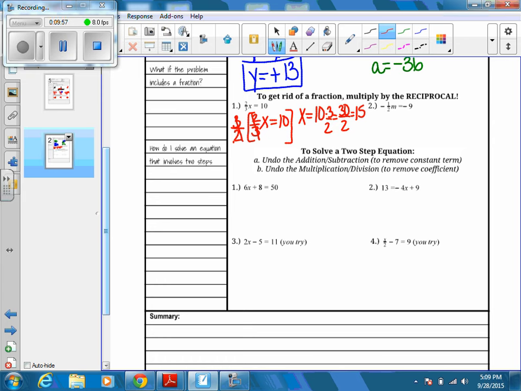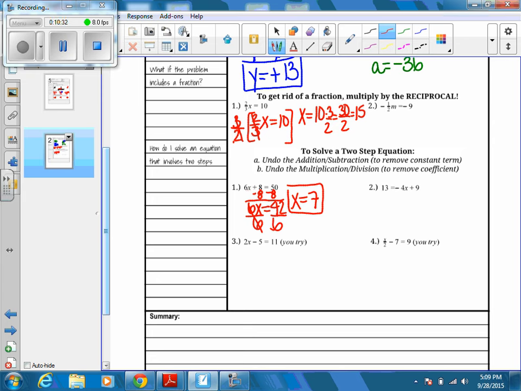If I look at number one, I have 6x plus 8 equals 50. To undo that, I have to subtract 8 from both sides. I'm undoing addition with subtraction, the opposite of addition. So I'm left with 6x equals 42. Part B says undo multiplication or division. So I have 6 times x, and instead of multiplying, I'm dividing. So x is going to be equal to 7.